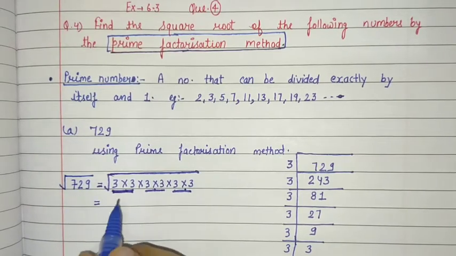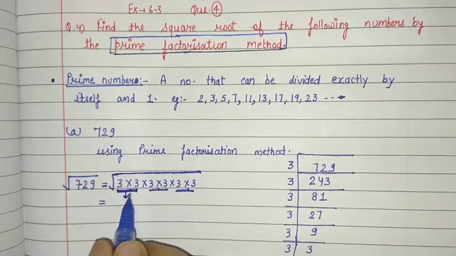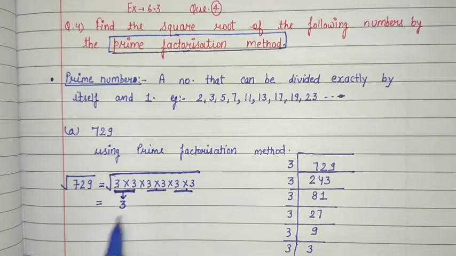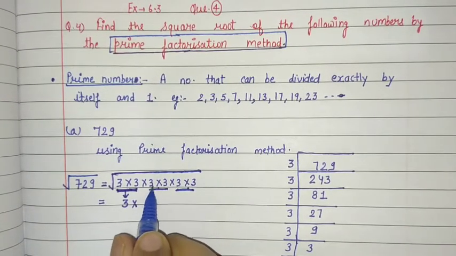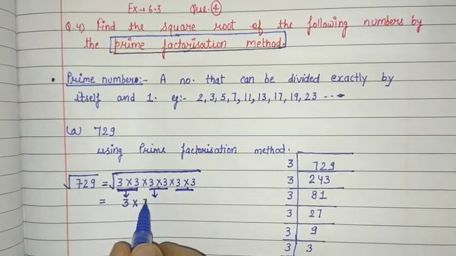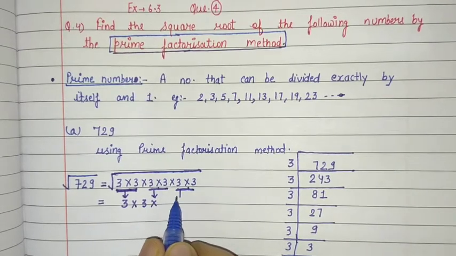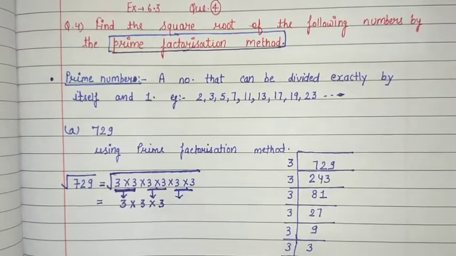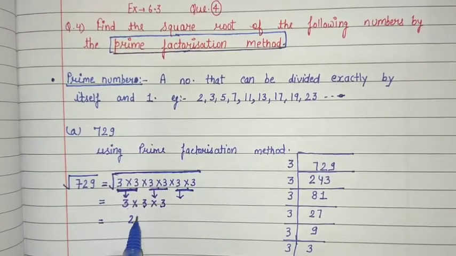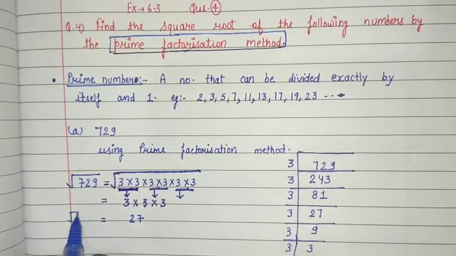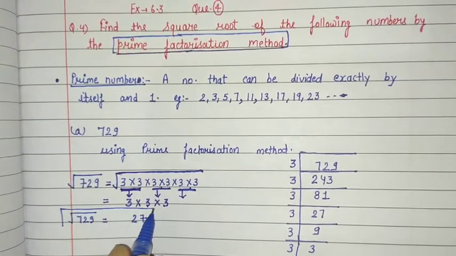Pairing done. Now you can take one number only outside from the first pair, 3 into 3, so you can take 1 3 outside, multiplied. Next, this is also one pair, 3 into 3, so from the square root sign you can take 1 3 outside. After that, the next pair is also 3 into 3, so you can take this 1 3 outside. This is your answer. Multiply it: 3 into 3 is 9, 9 into 3 is 27. Here you can write square root of 729 is equal to 27.